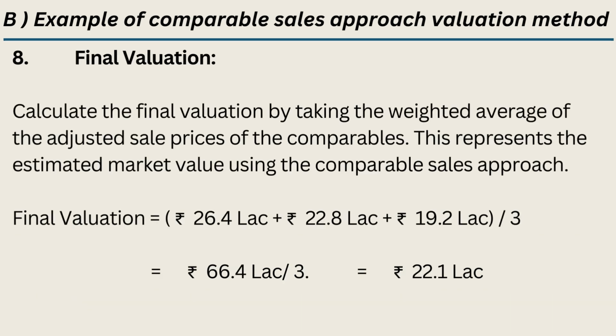8. Final valuation. Calculate the final valuation by taking the weighted average of the adjusted sale prices of the comparables. This represents the estimated market value using the comparable sales approach. Final valuation equals Indian rupee 26.4 lakh plus Indian rupee 22.8 lakh plus Indian rupee 19.2 lakh, divided by 3 equals Indian rupee 66.4 lakh divided by 3 equals Indian rupee 22.1 lakh.